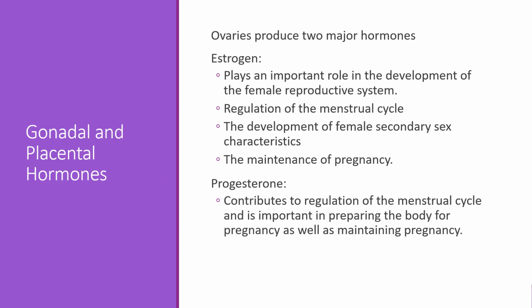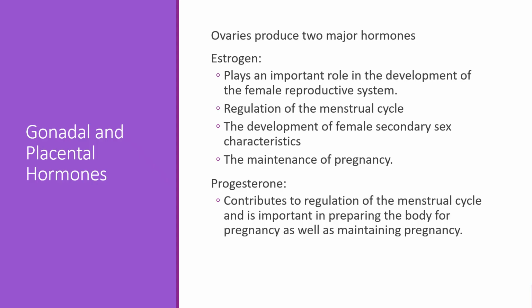Gonadal and placental hormones. The ovaries have two major hormones that they produce: estrogen, which plays an important role in the development of the female reproductive system, regulates the menstrual cycle. It helps to develop the female's secondary sex characteristics. Secondary sex characteristics are the things that you think of when you think of what a female looks like: a curvier body, the development of breasts, the softer voice, softer hair, all those kinds of things. Those are what they consider secondary sex characteristics. And estrogen is also involved in the maintenance of a pregnancy.